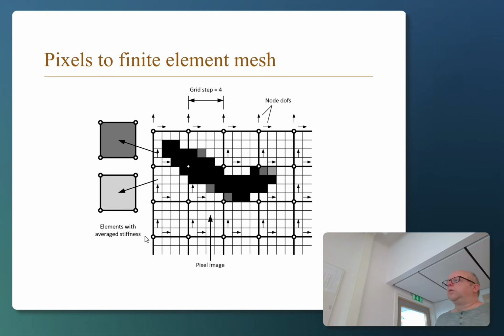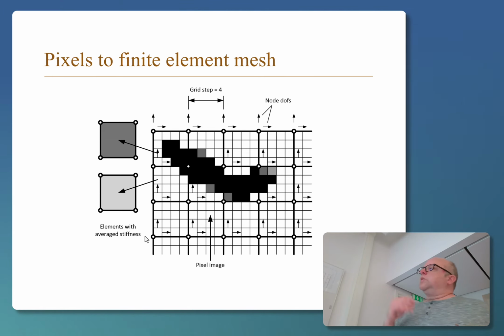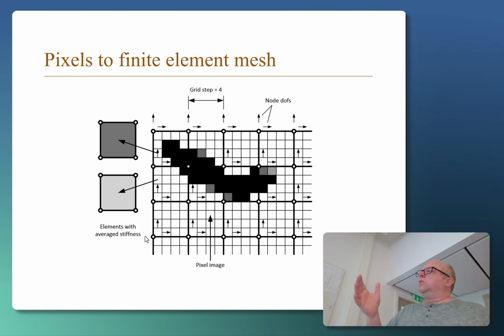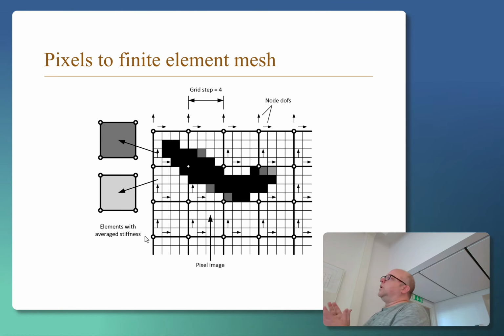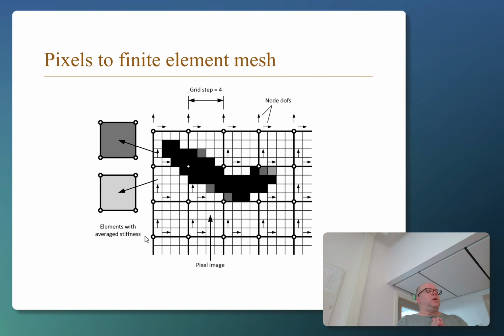So here you can see some of the ideas, that you have the elements in the background, and you can see how it calculates the stiffness for each element depending on how much coverage of the pixels you have for each element. And of course, if you reduce the grid step, you can almost get the same, so each pixel becomes an element. Of course, that takes a lot of computational time, but you can do that.